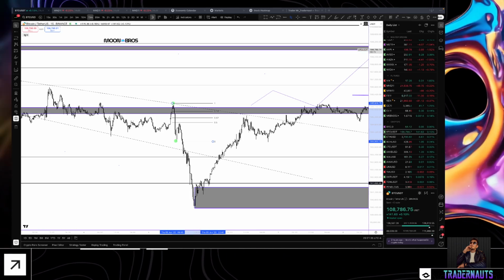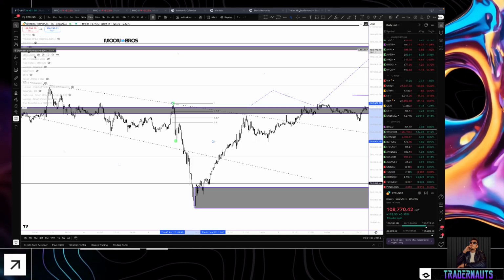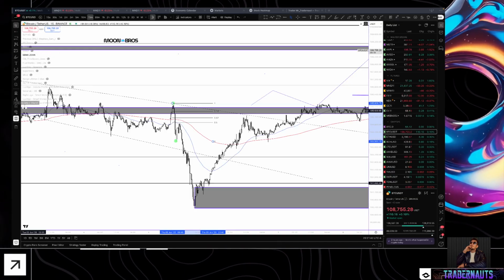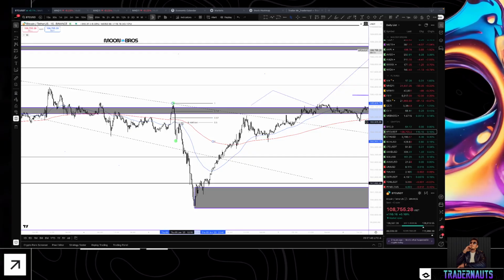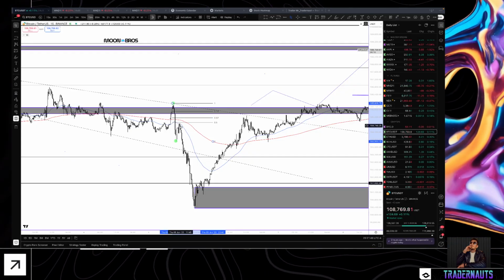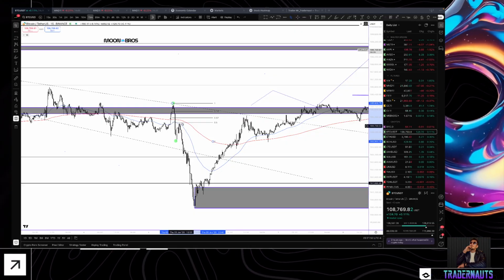And then once you identify that, you can use that with your EMAs, which is, I use the 50 and the 200. And what do you see there, guys? A perfect rejection. Perfect rejection. So now you have double confluence.